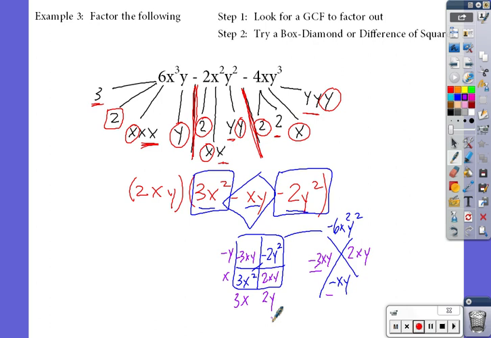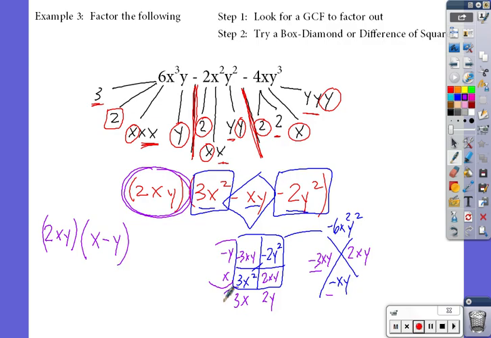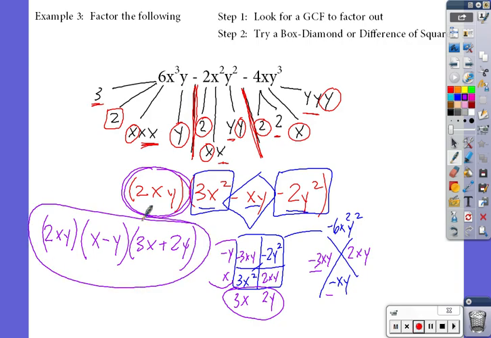So we rewind all the way to the beginning to write my final answer. Don't forget the first piece that we factored out was a 2xy. Here, I have an x minus y, and then on the bottom of this, I have a 3x plus 2y. No doubt about it, this is a tough one, and this will make a great bonus question when you're factoring out the x's and the y's.